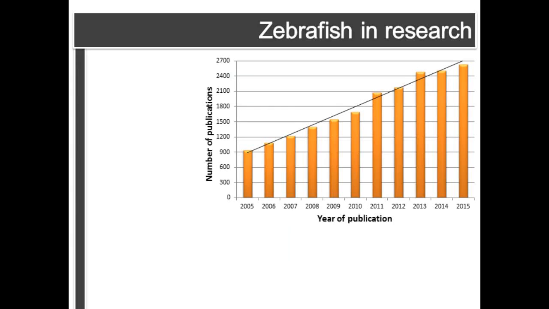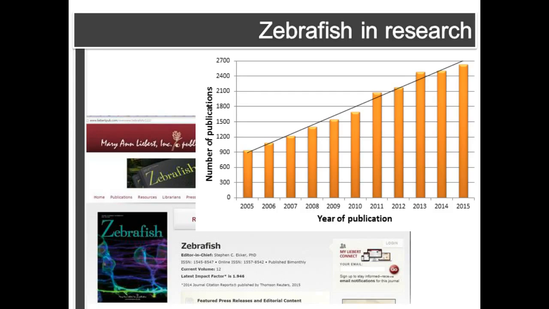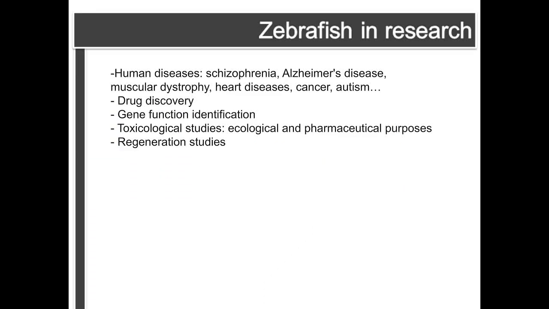This animal model is quite used in research. With a simple search in the PubMed database, putting zebrafish as a keyword in the abstract or title, you can see an increase in publications in the last 10 years. Moreover, zebrafish has a journal with its name, so it's really evident that it's a relevant animal model.